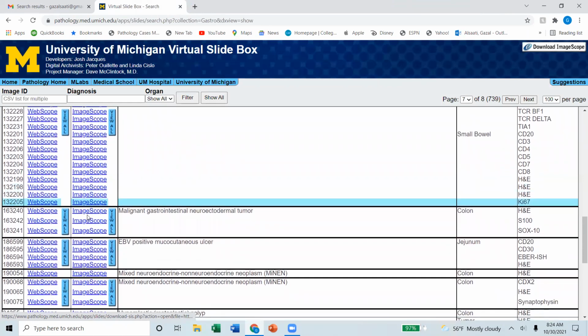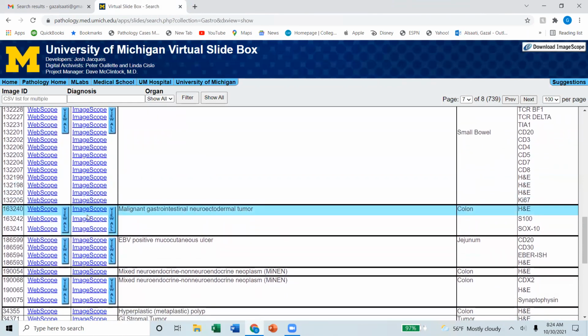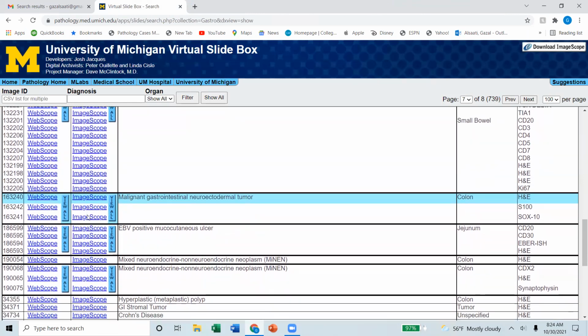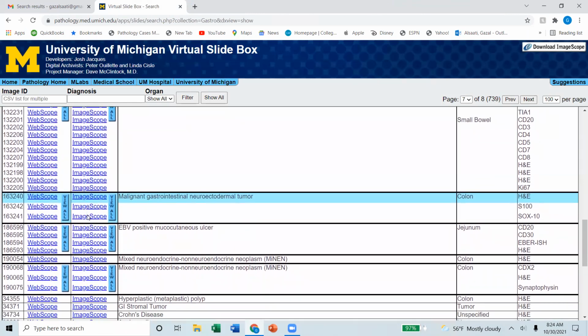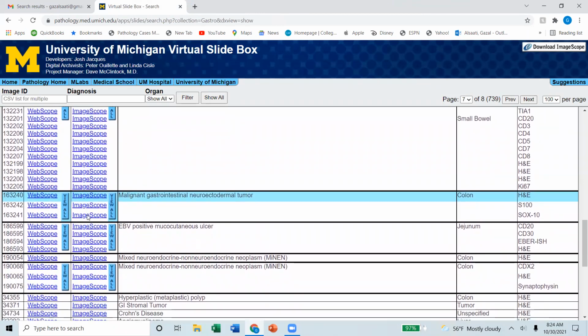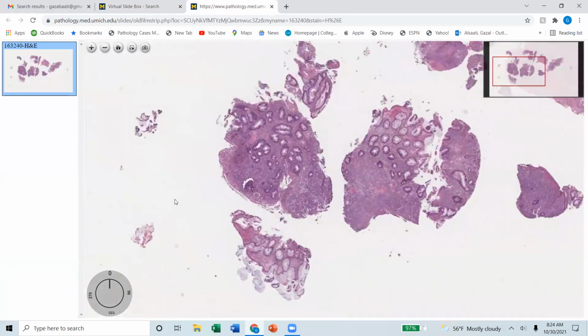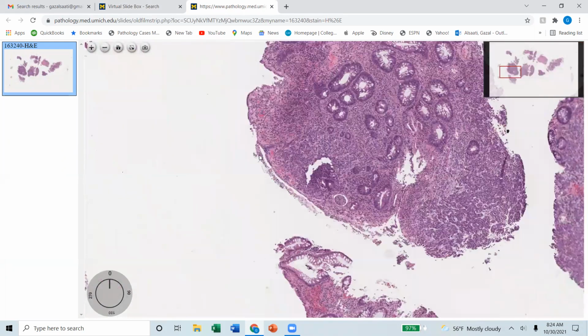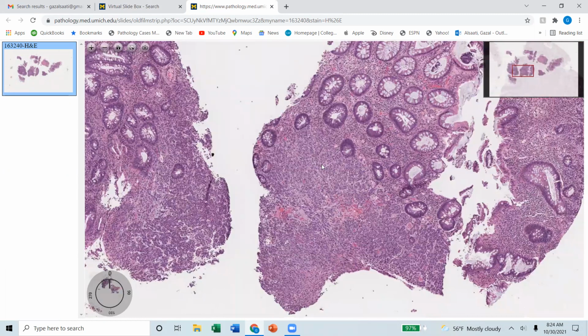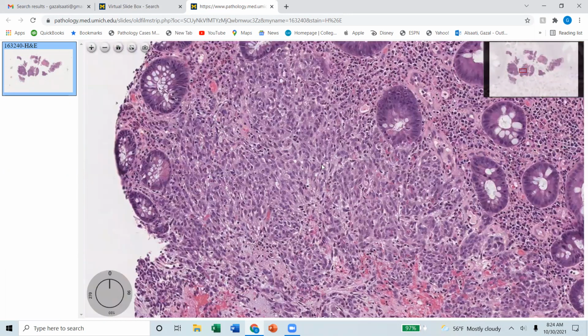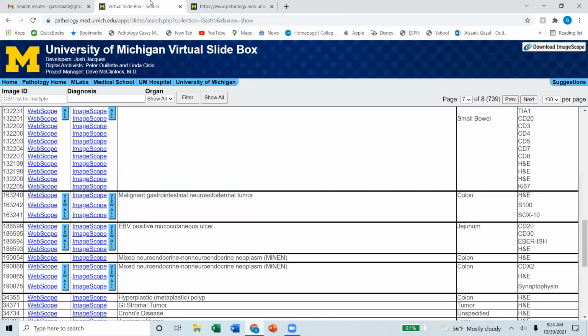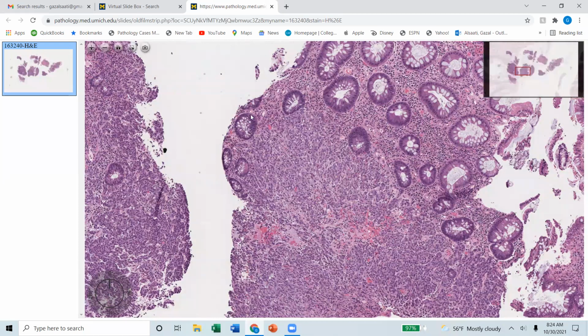Okay. Next is malignant gastrointestinal neuroectodermal tumor. Oh my God, Jeanette. Okay, this is very rare. This is a very, very rare disease. That is so cool. I can't believe that they have a case of it here. It's usually a disease of younger patients. What's the location? It's the jejunum. Yeah, small bowel is more common.